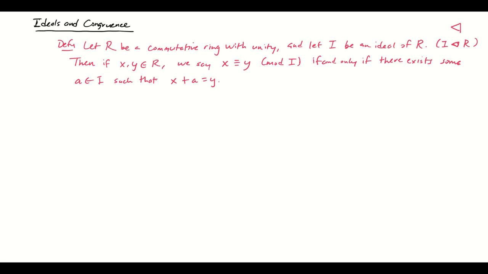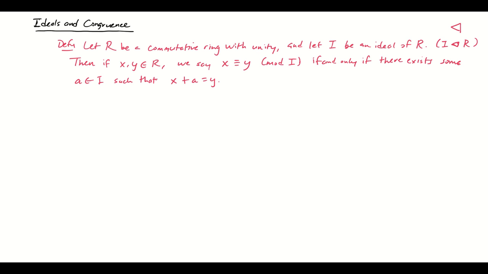So that's what it means to be congruent mod an ideal: I can take some element of the ideal, add it to x, and get y. And because I is closed under taking additive inverses, that also means I could take some element of I and add it to y to get x. That's another thing that would be true if x is congruent to y mod I.